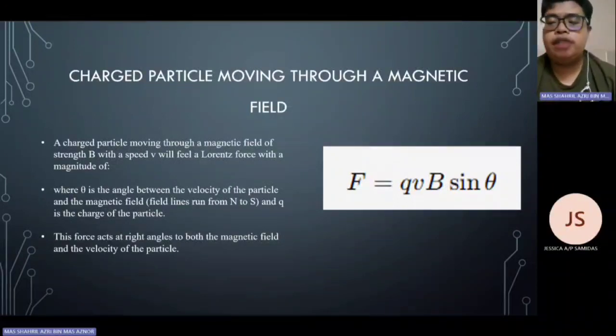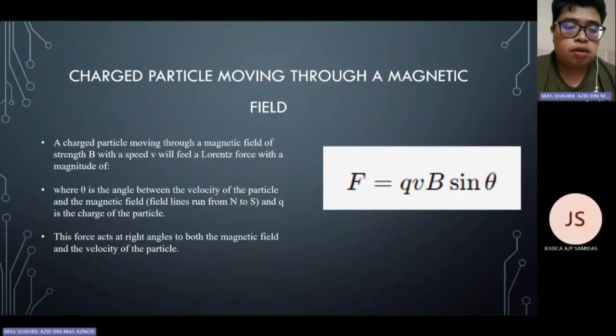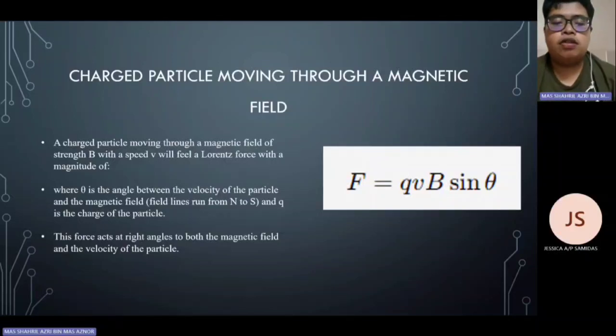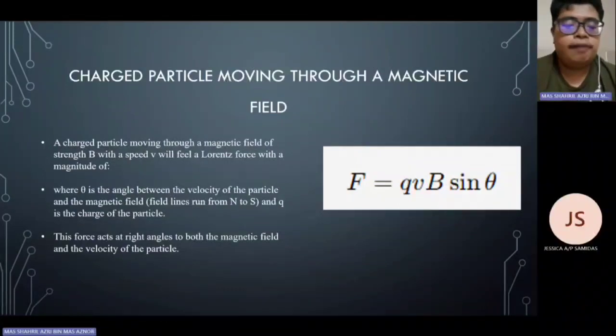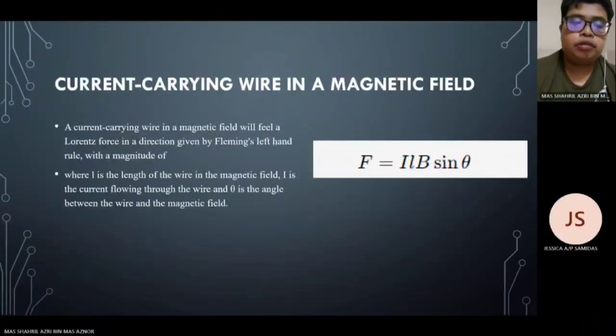We can use the expression F equals QvB sin theta. A charged particle moving in a magnetic field of strength B with speed v will feel a Lorentz force, where theta is the angle between the velocity of the particle and the magnetic field, which is a field lying from north to south, and Q is the charge of the particle. This force acts at a right angle to both the magnetic field and the velocity of the particle.